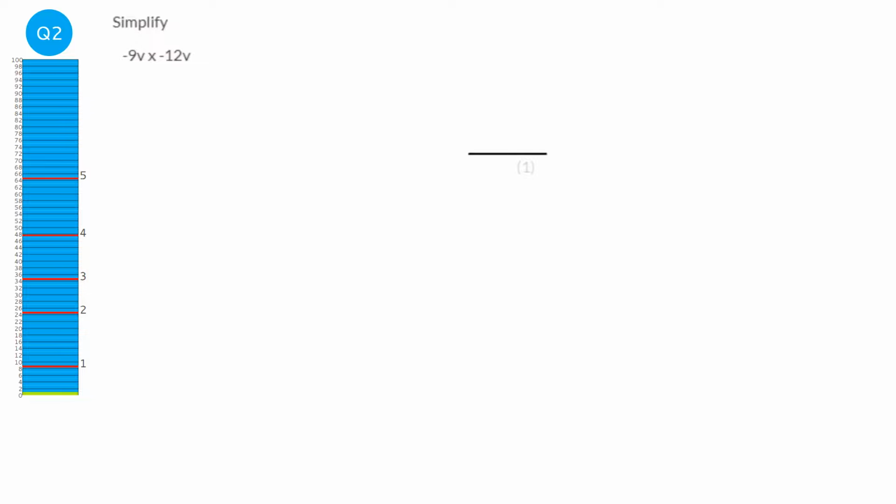7,634. Whenever we multiply two negatives, we always get a positive, so we know our answer will be positive. We're going to do 9 times 12, which is going to be 108, and v times v, which is going to be v squared.